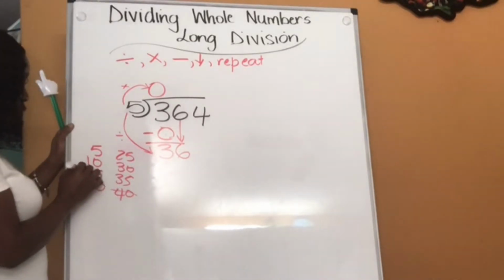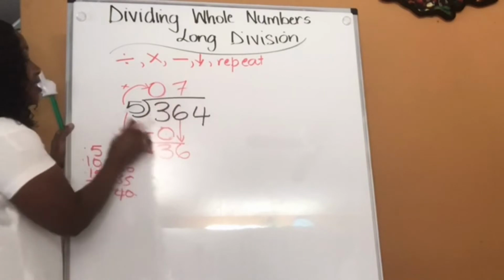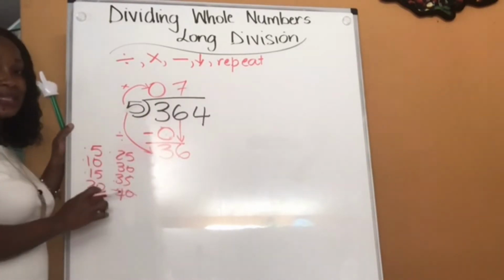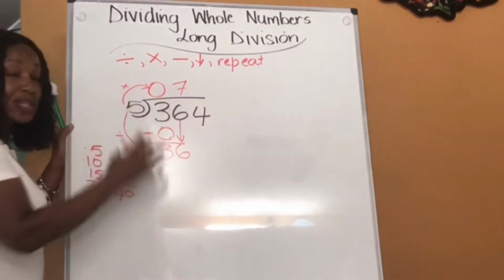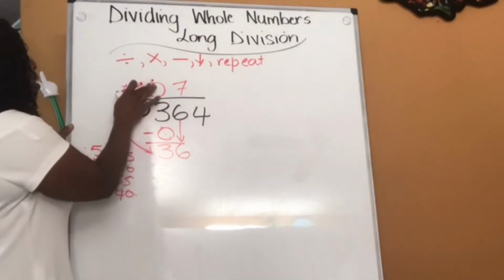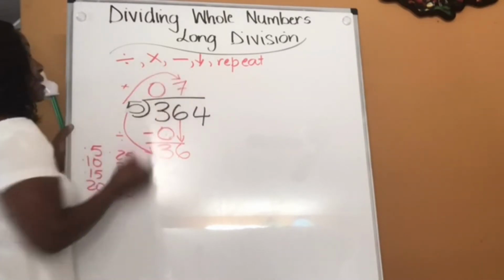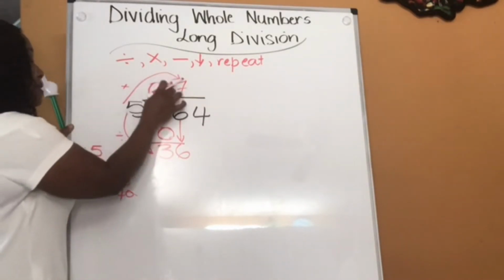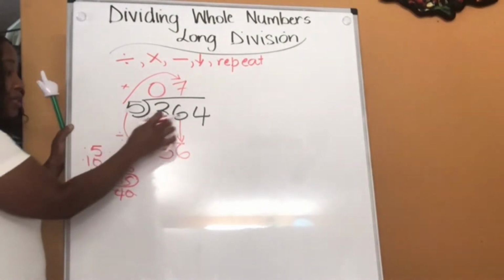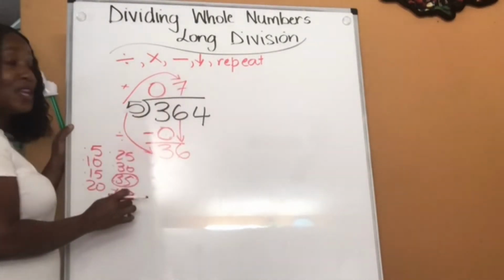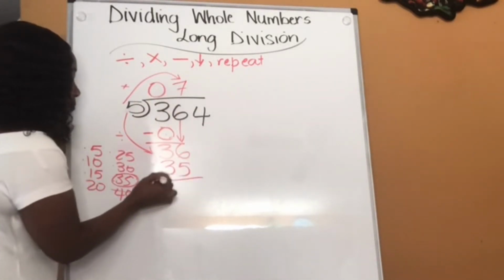So 1, 2, 3, 4, 5, 6, 7. So I get 7 sets of 5 out of 36. I don't need to think about remainder when I'm doing long division. It works itself out. So now I need to multiply my 5 times 7. And guess what? It's always going to give you back this number that you used to help you get that 7. So 5 times 7 is 35.